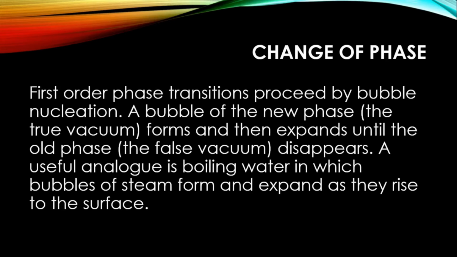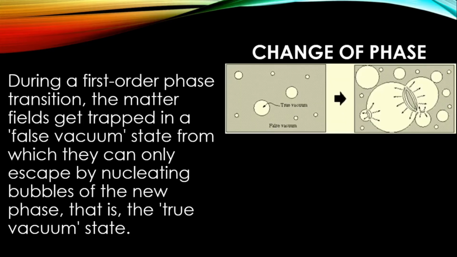First order phase transitions proceed by bubble nucleation. A bubble of a new phase, the true vacuum, forms and then expands until the old phase, or the false vacuum, disappears. A useful analog is boiling water, in which bubbles of steam form and expand as they rise to the surface. During the first order phase transition, the matter fields get trapped in the false vacuum state, from which they can only escape by nucleating bubbles of the new phase, that is the true vacuum.